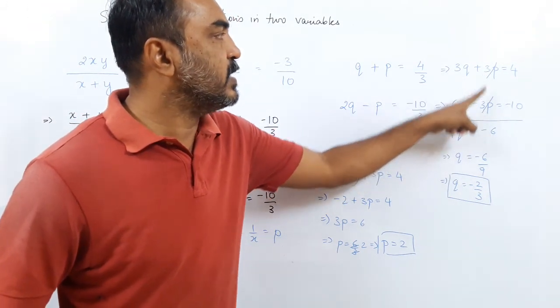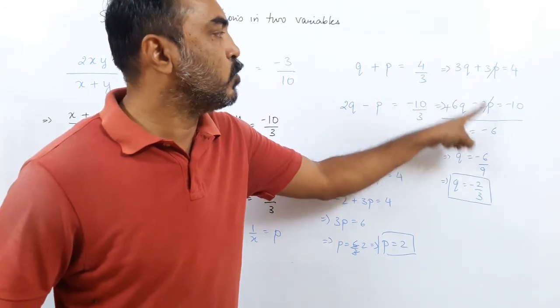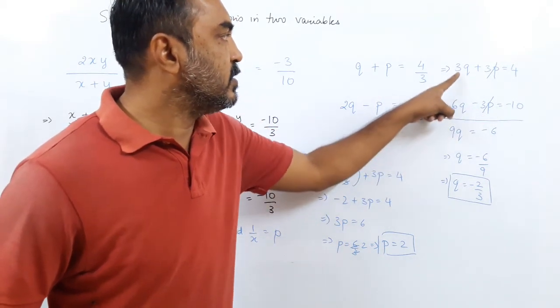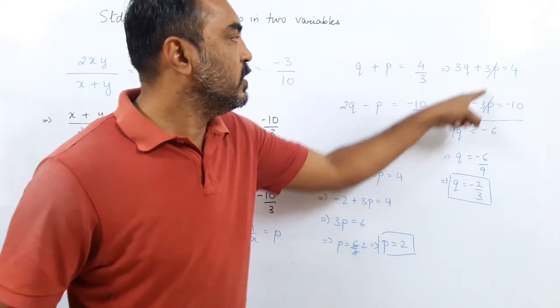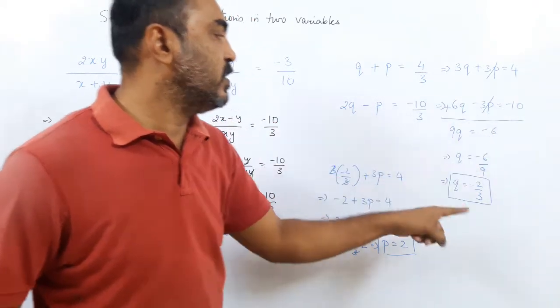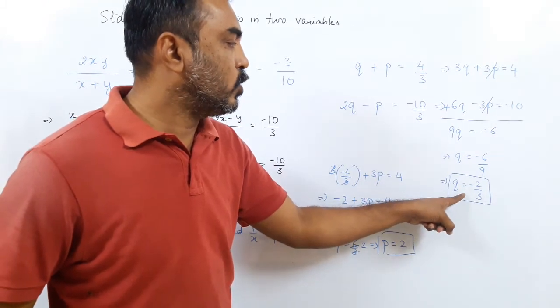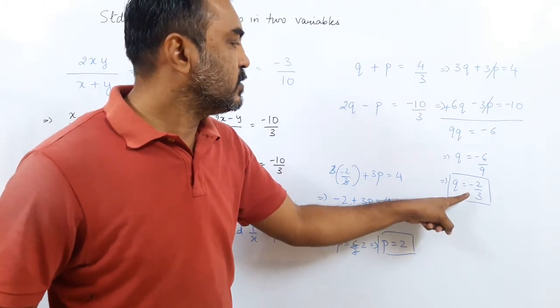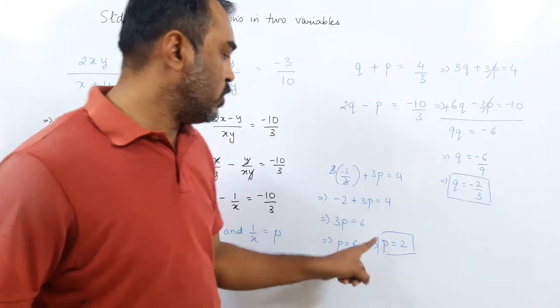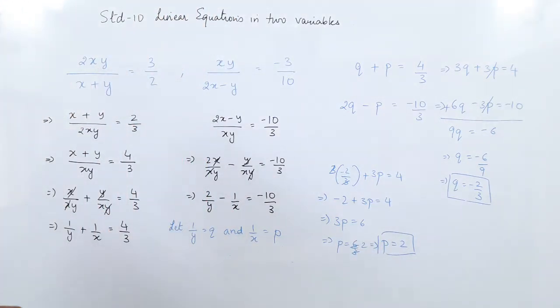One is positive, one is negative, same value, 3p minus 3p. So I added them. 3q plus 6q is 9q. This got cut, 4 minus 10 is minus 6. So q is minus 6 upon 9. So I got q equal to minus 2 upon 3. This value I put in this equation, I got p equal to 2. But the sum isn't done yet.